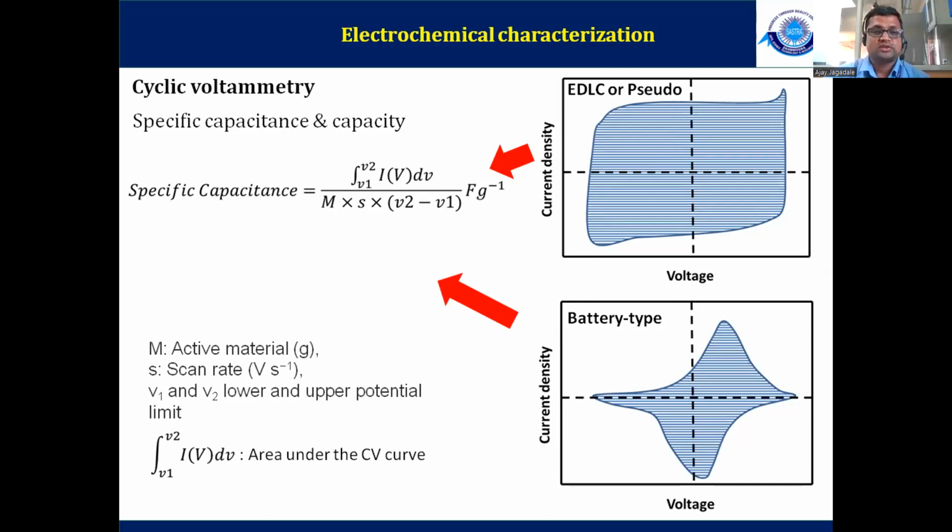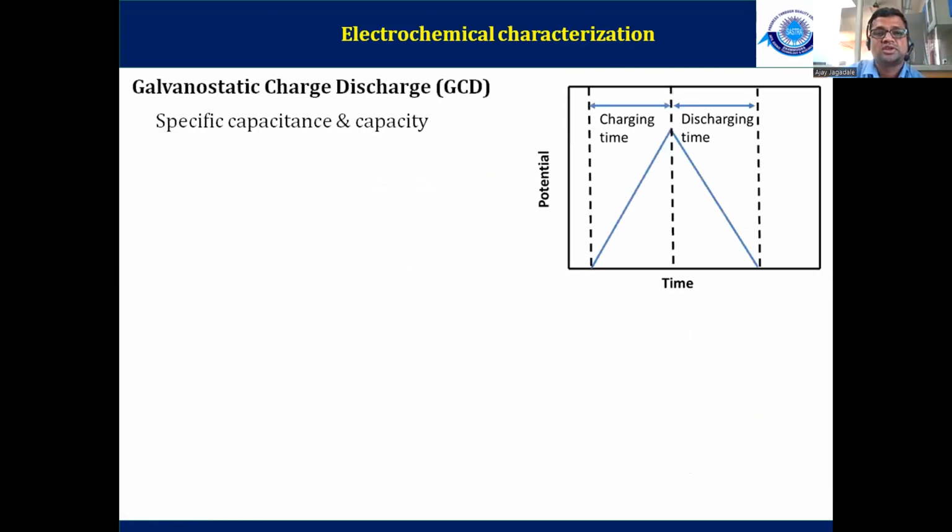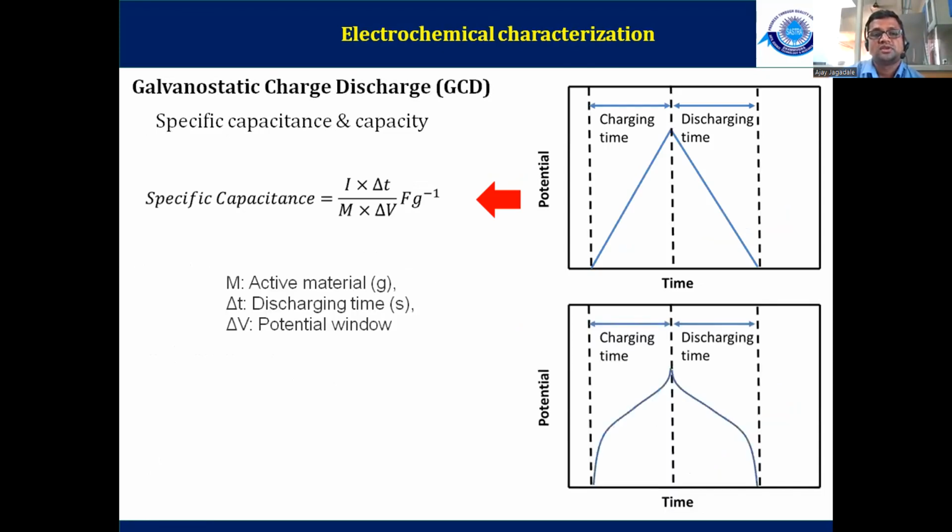Okay, and you should go for calculating specific capacitance using this formula. Specific capacity you should calculate for the materials which show this type of battery type behavior, where you get clear oxidation and reduction peaks. In this case, you should not report specific capacitance. Instead, you report specific capacity, and the formula for specific capacity is given here. Similarly, in galvanostatic charge discharge, one can calculate the value of specific capacitance and specific capacity. So these are the differences.